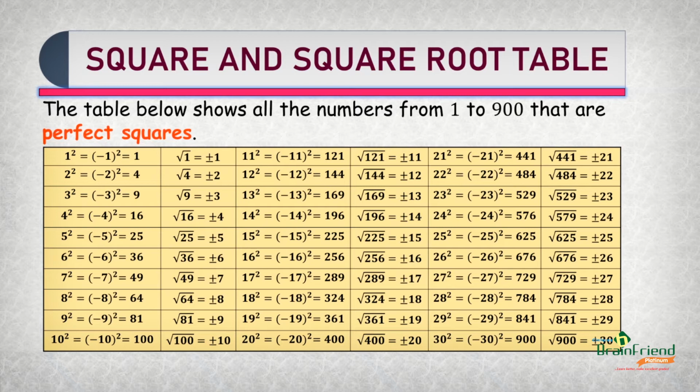So just to add, this table here shows us the numbers from 1 to 900 that are perfect squares. This will easily help you to find the square root of numbers and the squares of numbers. Now let's go on to talk about square and square root tables.